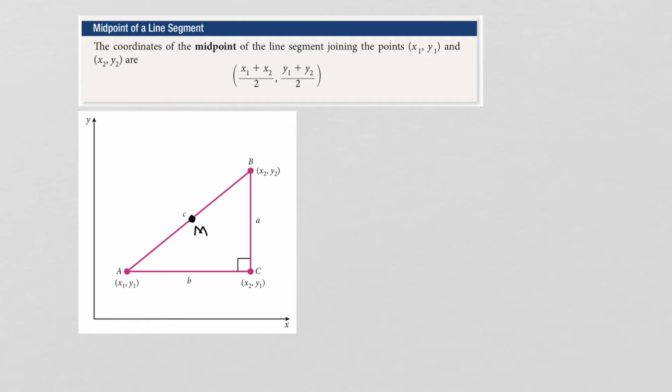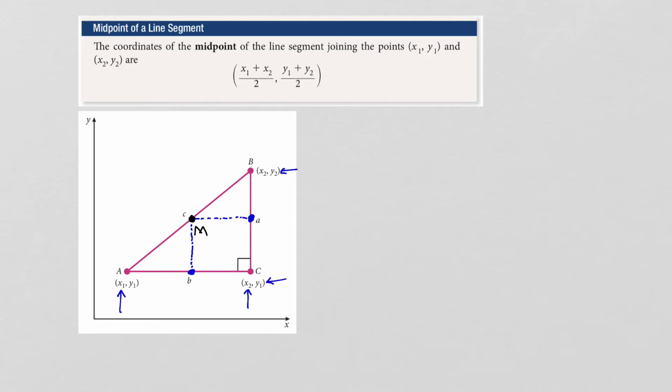Now, the way it works is if you look at the x value of that midpoint, this point here will be exactly halfway in between x1 and x2. And if you look at the y-coordinate of that midpoint, that point will be exactly halfway in between y1 and y2.